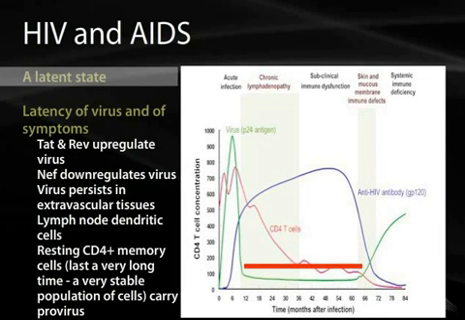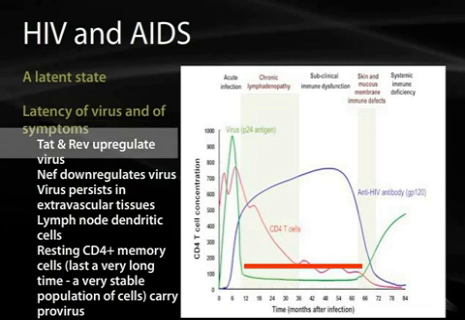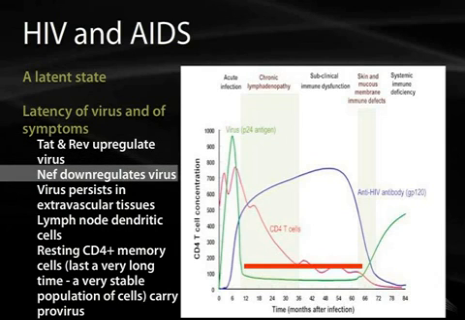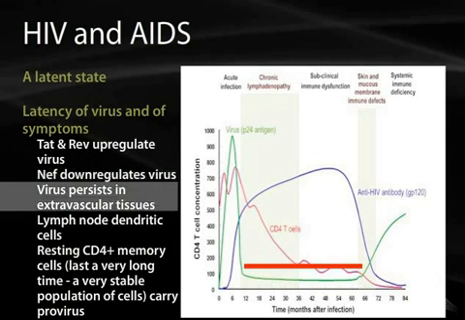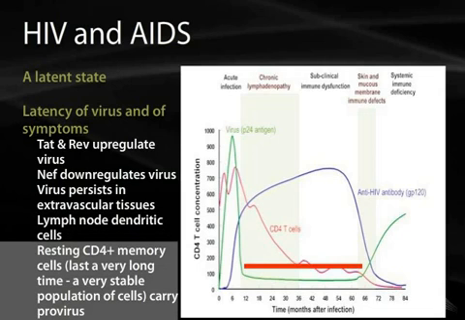Then you enter the latent stage, where you have latent virus production and latent symptoms. You get upregulation of viral proteins such as TAT and REV. NEF is a viral protein which downregulates the virus. The virus can persist in extravascular tissues, like lymph nodes with dendritic cells. You've got a resting CD4 positive memory cell that lasts a very long time, and this is a stable population of cells which hold the virus while everything is latent, waiting for the reactivation stage.